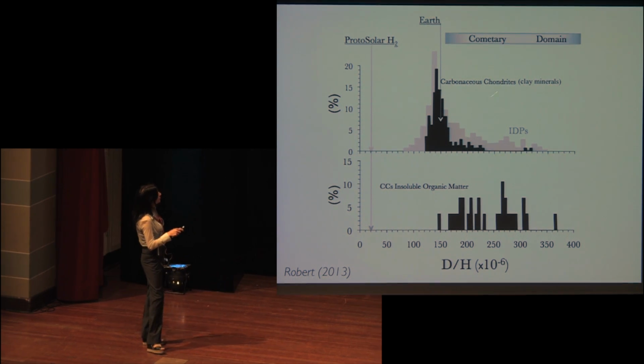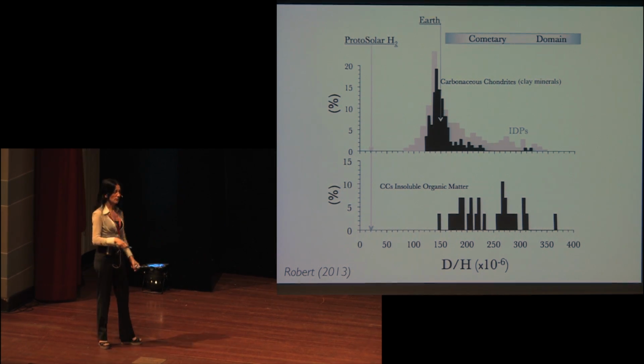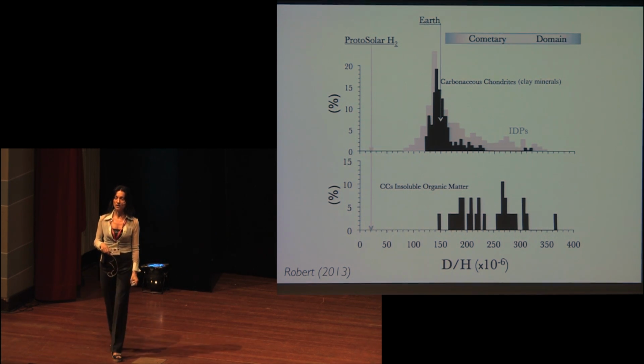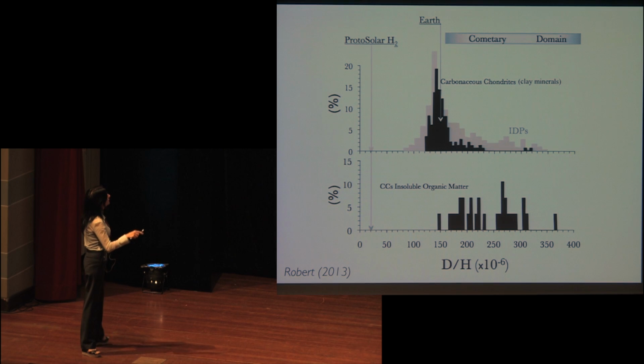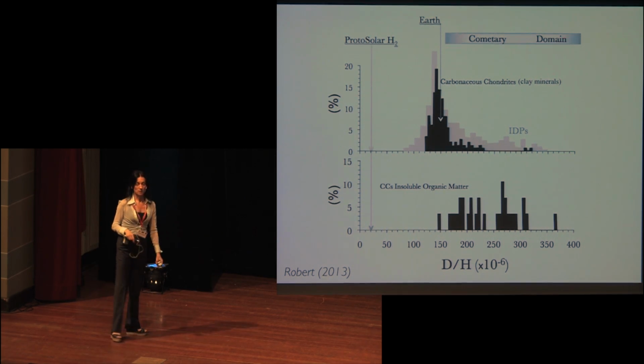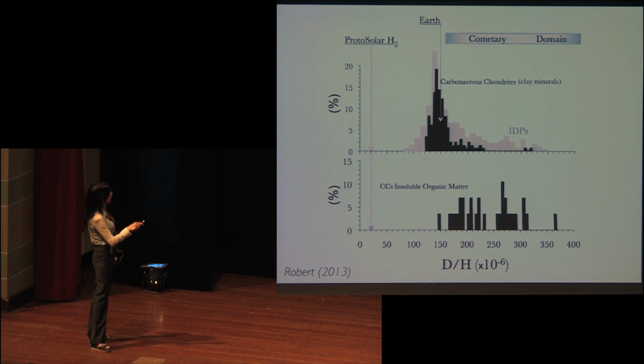So if we look at the carbonaceous chondrites and in the clay mineral part, what we see, first of all, is a peak where the D over H in our Earth ocean is. So again, the D over H is about 1.5 times 10 to the minus 4 or so. And then there is a little bit of a wing here. But look at the IDPs. There is quite some similarity in the shape of the curve.